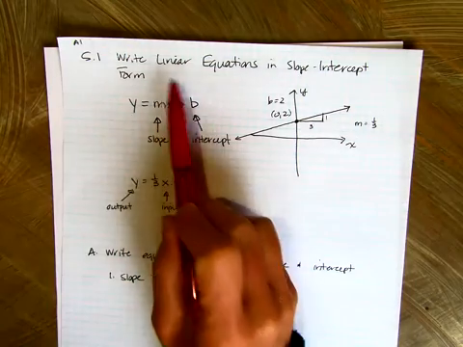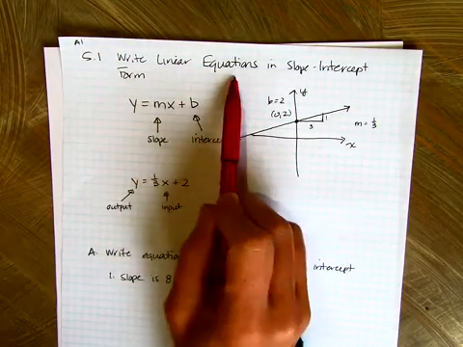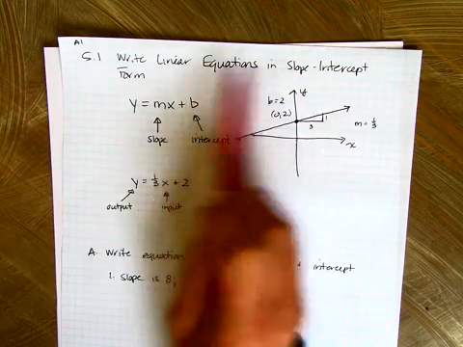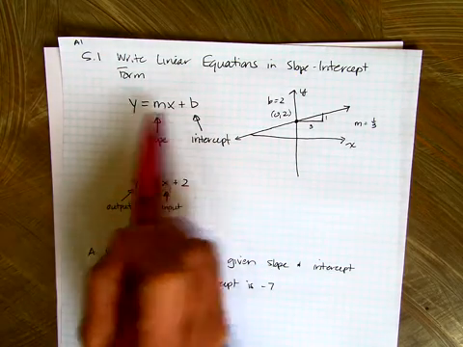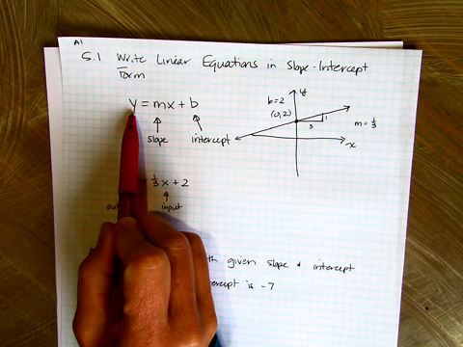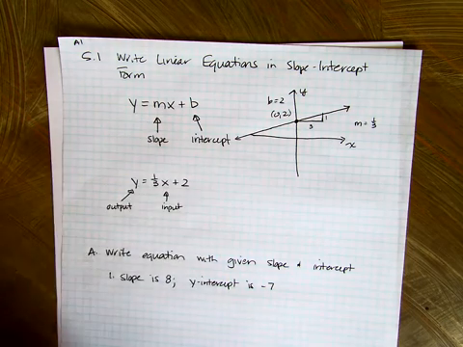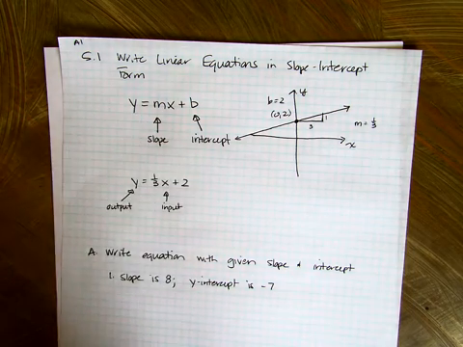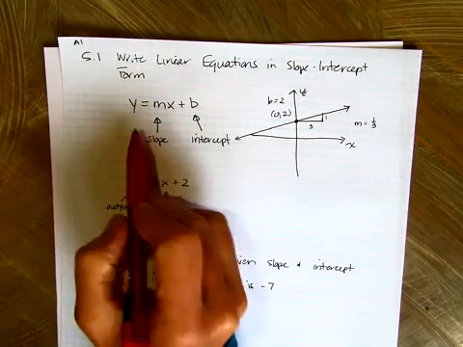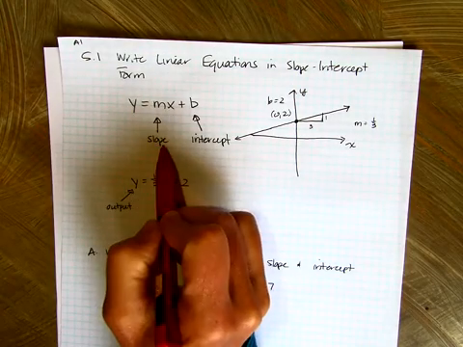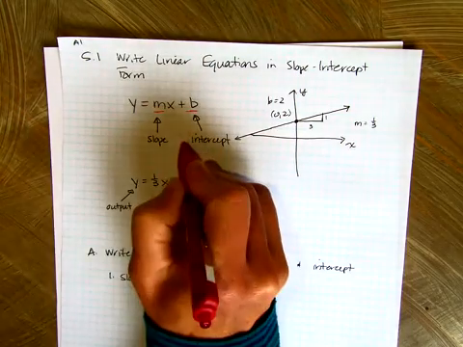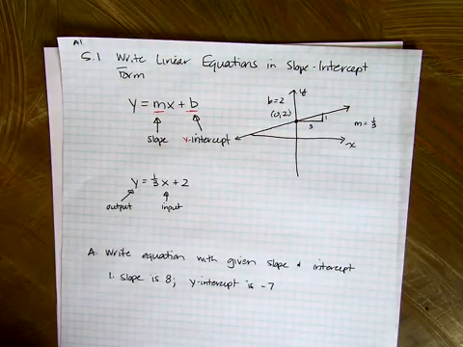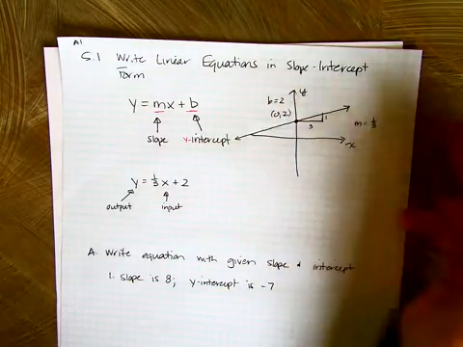So here we go. We are going to start by writing linear equations in slope-intercept form. And this is what a linear equation looks like. Y equals mx plus b. That's the most sort of generic fundamental form, where m is the slope and b is what's known as the y-intercept.